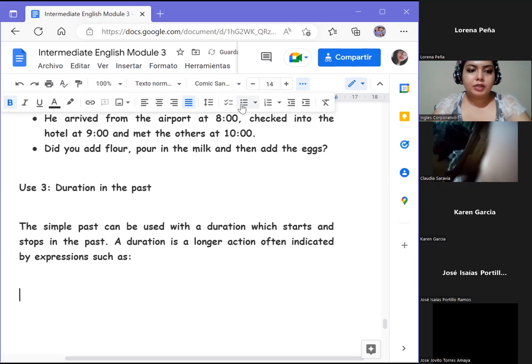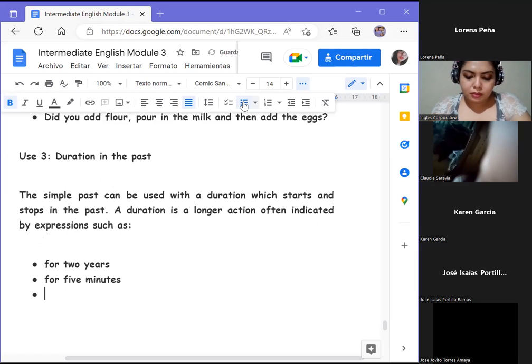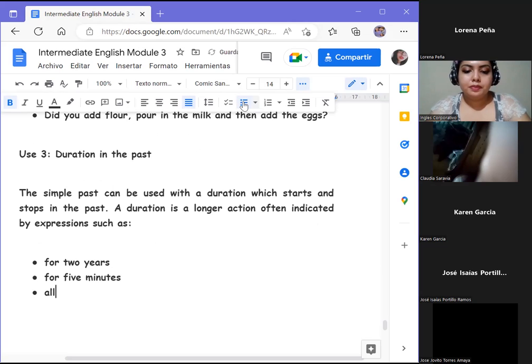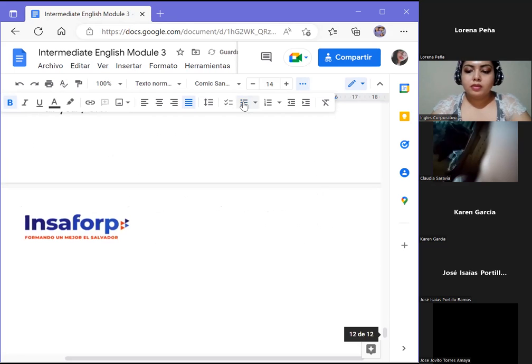And we have here the expressions that we can use. We have for 2 years. Then we have for 5 minutes. All day. All year. And so on. And we are going to end the session with some examples. I mean, yes, we have the examples here.